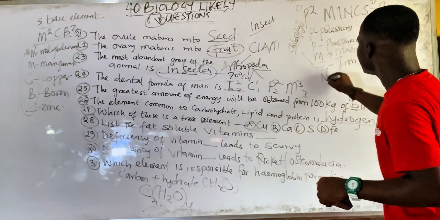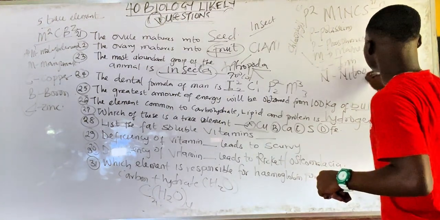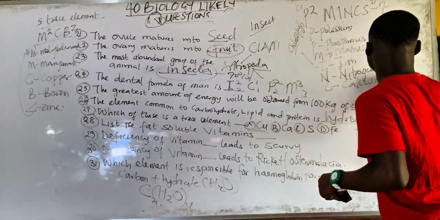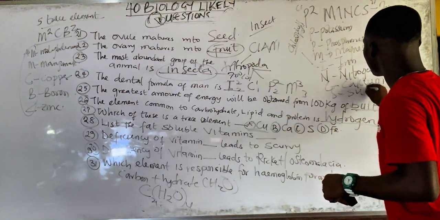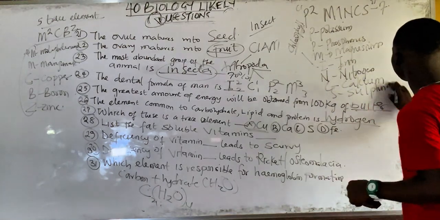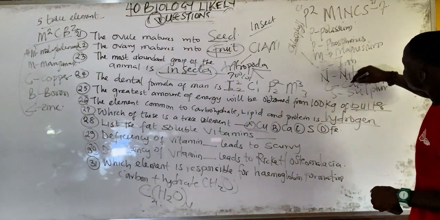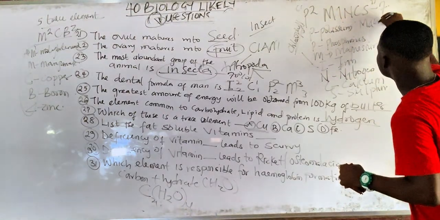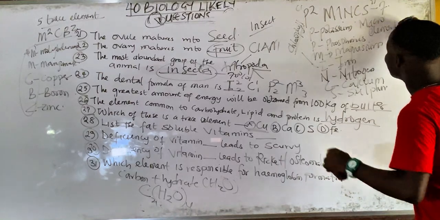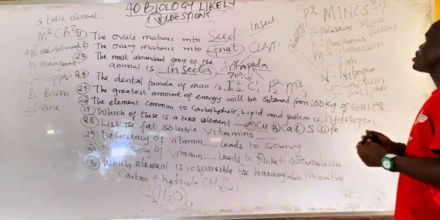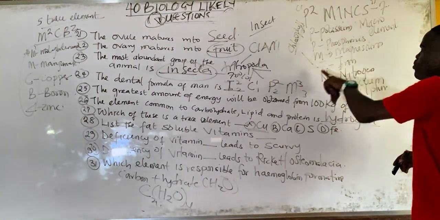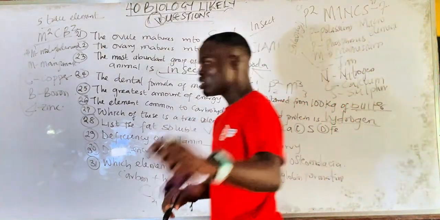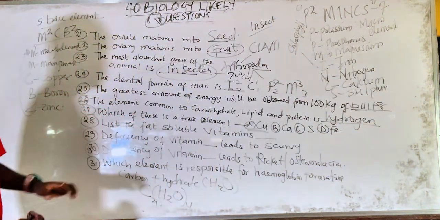Now, mix. N here is nitrogen. The C is calcium. Then the S here is sulfur. So these are the 7: 1, 2, 3, 4, 5, 6, 7. So these are the 7 macro elements. I made a video on this too. Mg and Fe are for chlorophyll formation. Never forget that. So take note of that.